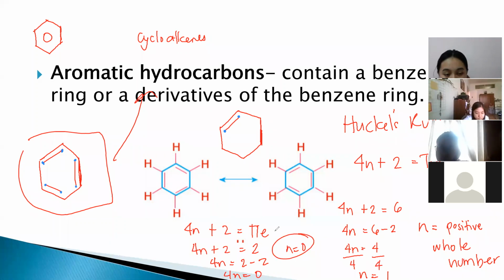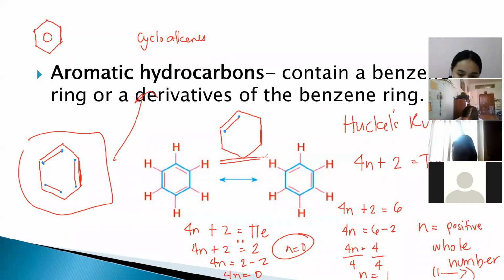So this is not counted as an aromatic compound. Dapat whole number from 1 hangtod pataas. Positive and whole number. So this is equal to 0, which means that this is not an aromatic hydrocarbon. Instead, this is just a cycloalkene, which is under the aliphatic hydrocarbons. Okay?